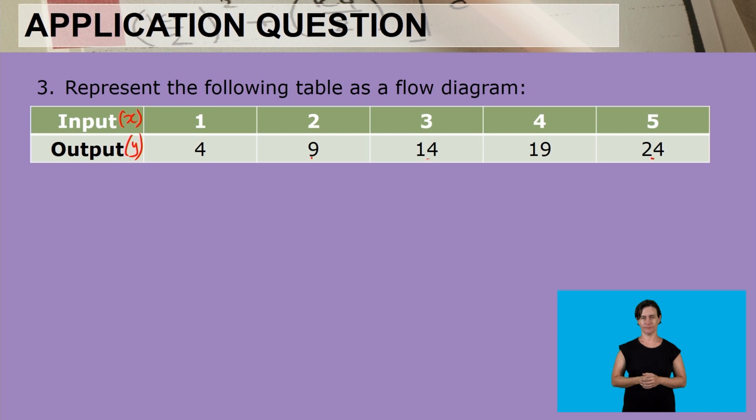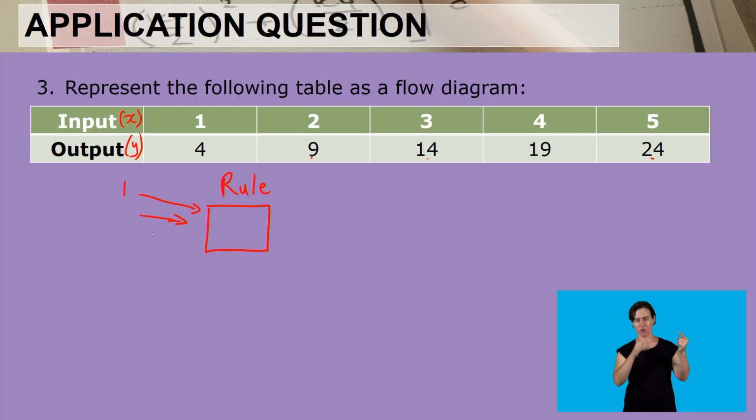So let us represent these values on a flow diagram. In a flow diagram, we know that the rule is the one that comes in the middle. So we can see that we have our input values and our output values. When the input value is a 1, how many input values do we have? 1, 2, 3, 4, 5.